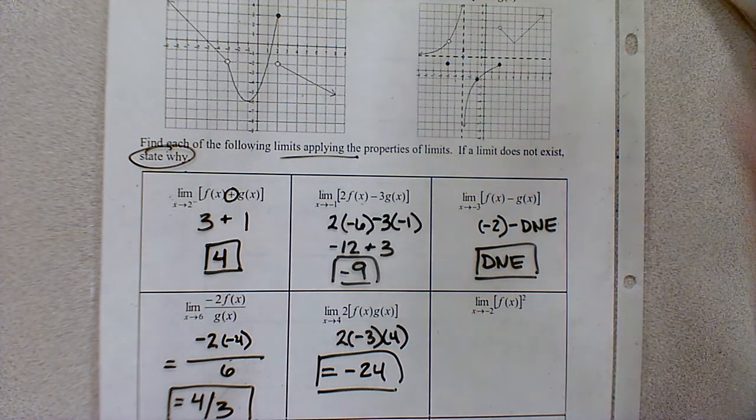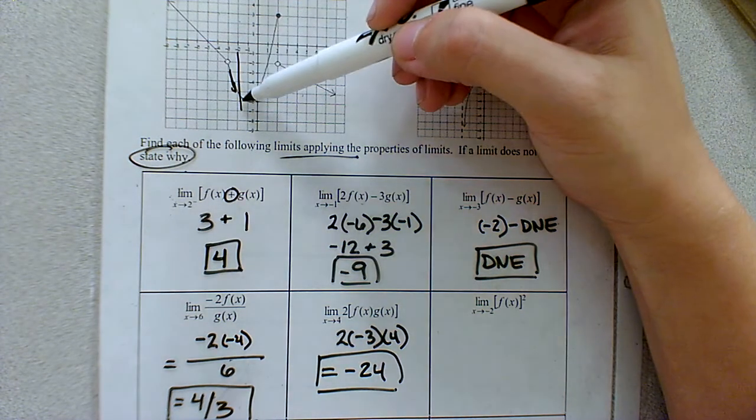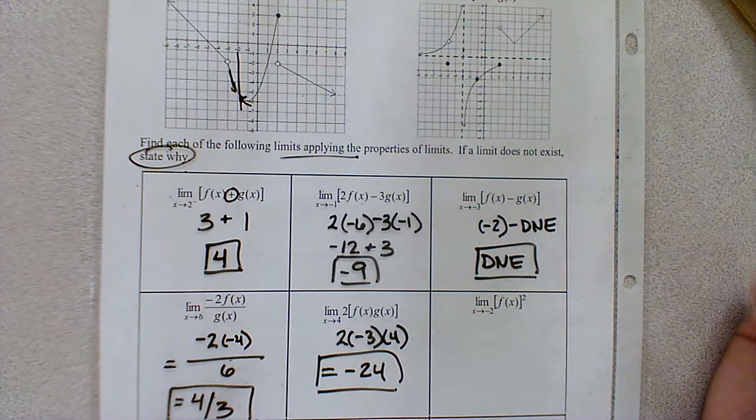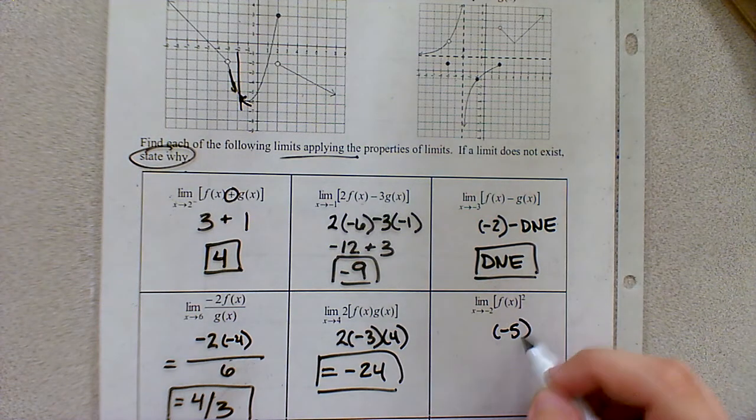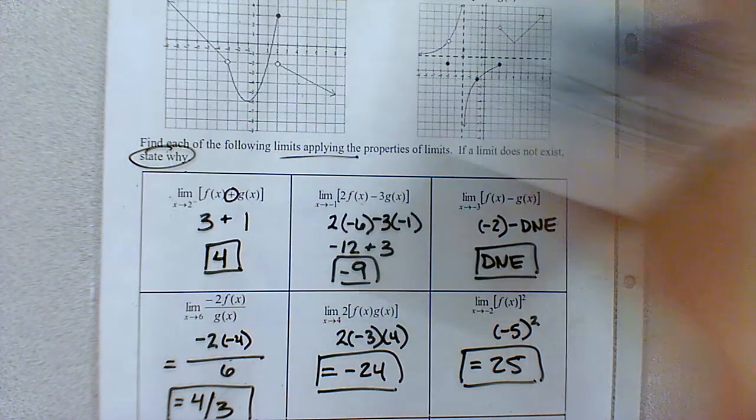Let's try the next one. Now this one only involves f of x, so we'll approach negative 2 from both sides. From the left and the right, looks like we approach a height of negative 5, and we will square that according to our limit function. Negative 5 squared, 25. Okay.